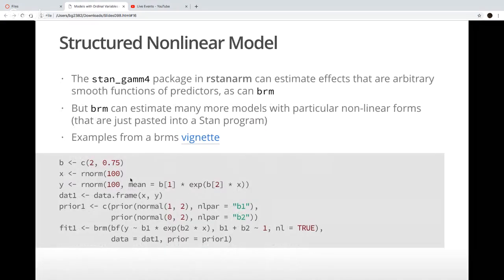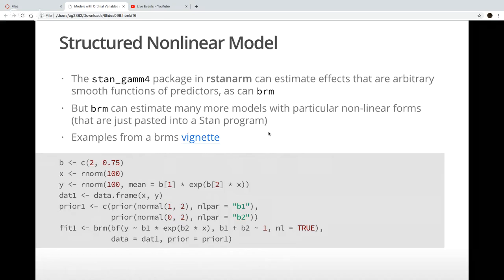So we saw a little bit with rstanarm that we can estimate effects that are smooth, but not necessarily linear, not necessarily monotonic. And we can do that with a variety of different sorts of outcomes using the stan_gamm4 function in rstanarm. You can do much the same things, maybe even a little bit more, with the brm function. You can certainly estimate models for lots of different types of outcomes, having various nonlinear relationships to them. So there's a whole vignette about those.